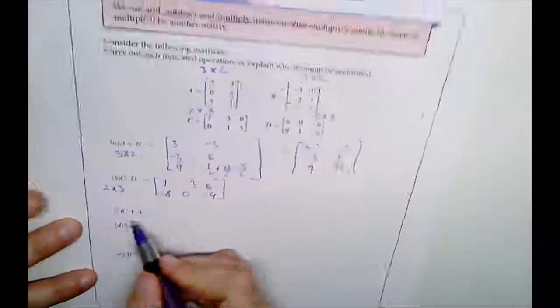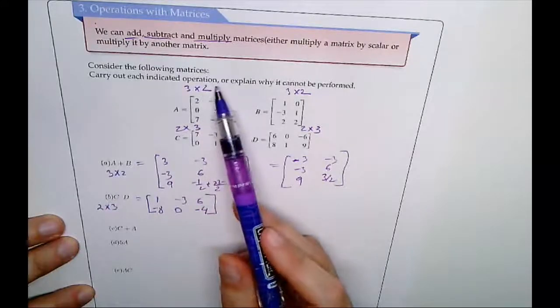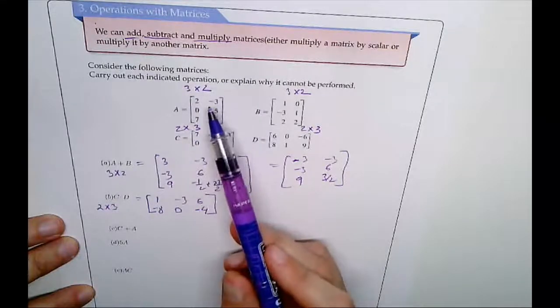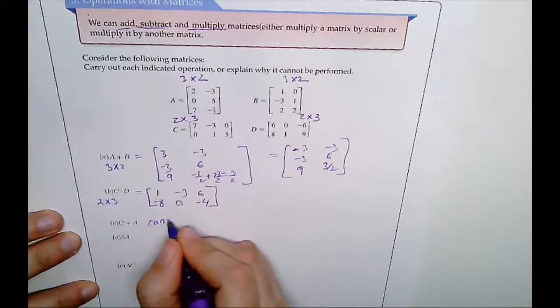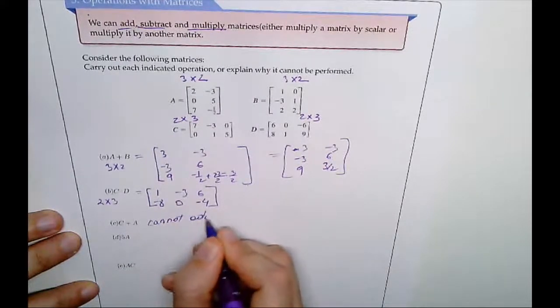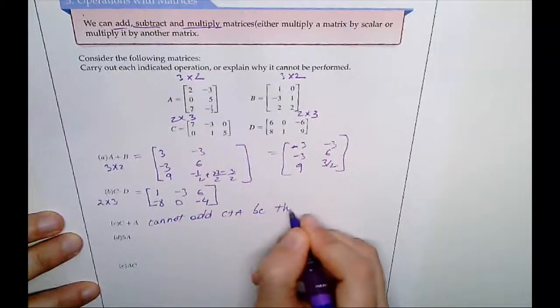What about c plus a? C is 2 by 3 and a is 3 by 2. They are not the same size, so I cannot add c plus a. Cannot add c plus a because they are not the same size.